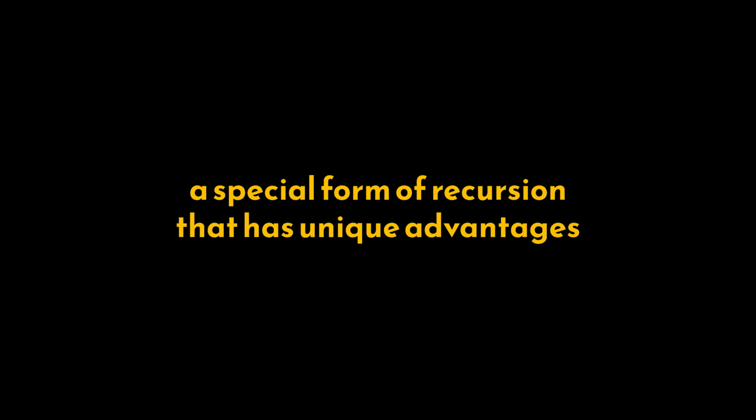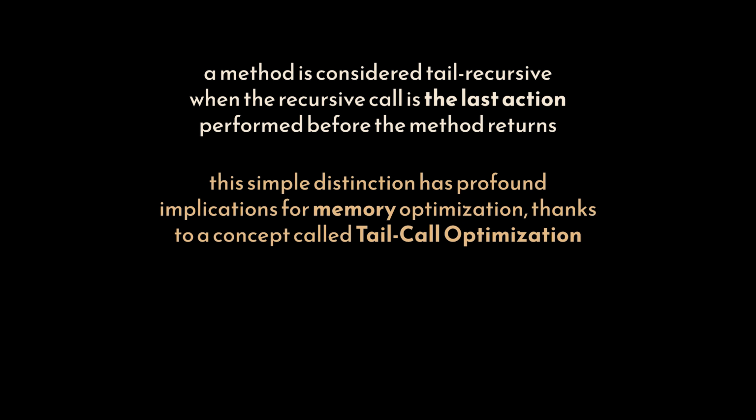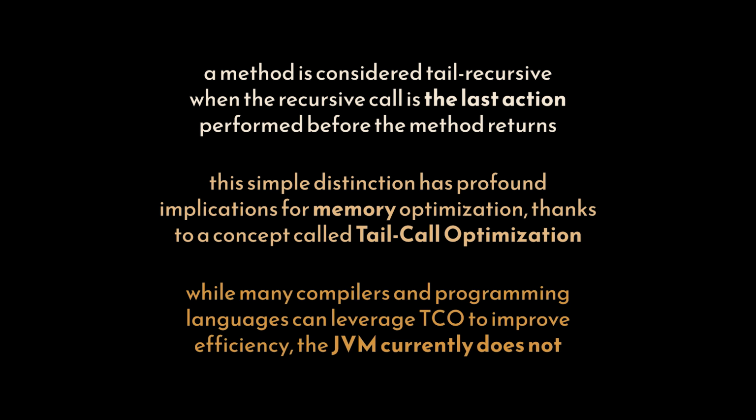Let's discuss what distinguishes tail recursive methods from regular recursive ones, how to transform a regular recursive method into a tail recursive one, and why we might want to do that. At its core, a method is considered tail recursive when the recursive call is the last action performed before the method returns. This simple distinction has profound implications for memory optimization thanks to a concept called Tail-Call Optimization, or TCO. While many compilers and programming languages can leverage TCO to improve efficiency, the JVM currently does not. Nevertheless, understanding tail recursion is essential for writing efficient, scalable recursive methods.